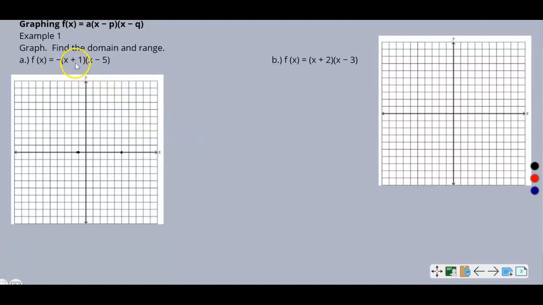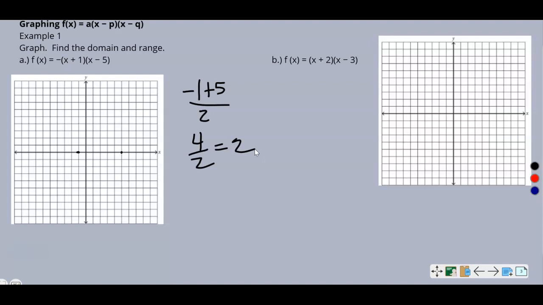So we're going to have another point here, and then we can find the average of that to find the vertex. All right, so -1 came from taking x plus 1, setting it equal to 0 and solving. So x equals -1, and then x minus 5 equals 0. I added 5 to get my other x-intercept here at 5. And then again, to find the average, you take the numbers, add them up, and divide by 2. So -1 plus 5 is 4. 4 over 2 is 2. So I know that's the x value.